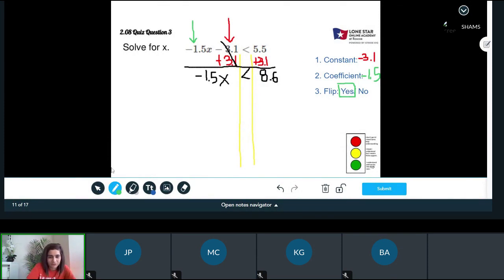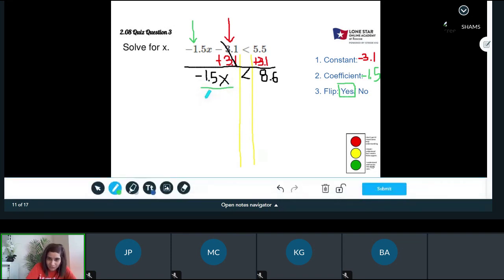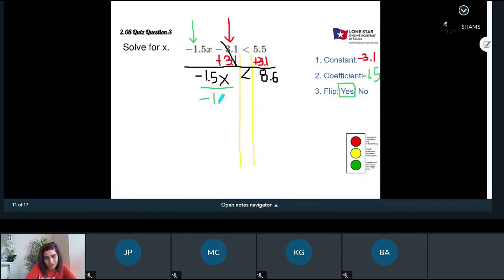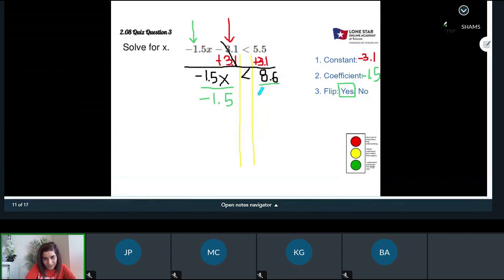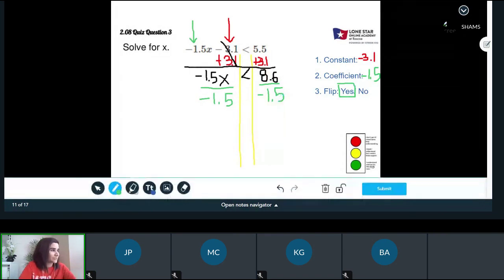So yes, I will flip the symbol when I get the answer in the final step. I divide both sides by negative 1.5 so that I can get x by itself. I use a fraction bar to show division. I will divide by negative 1.5. Very likely on my assessments, I'm not going to give you these kind of weird numbers.